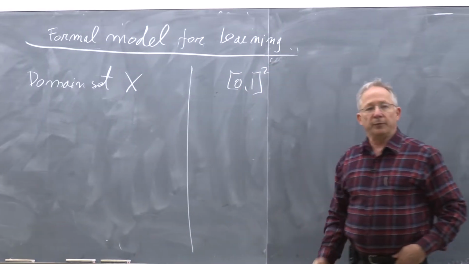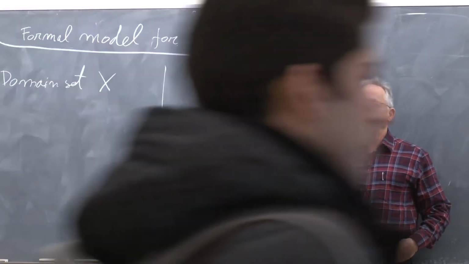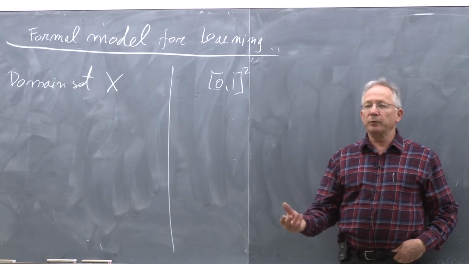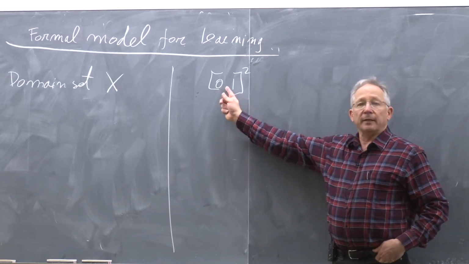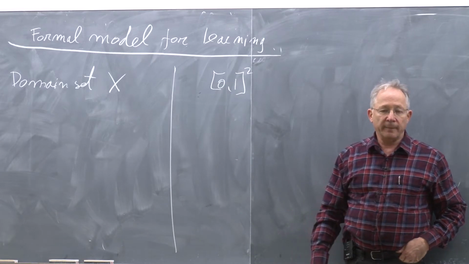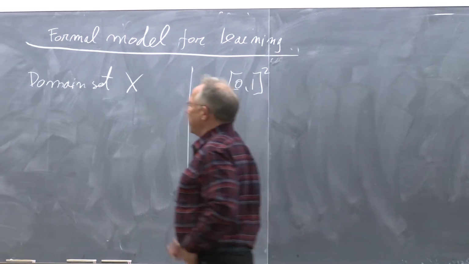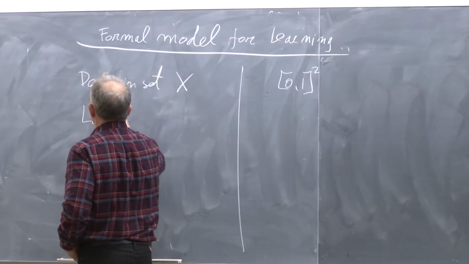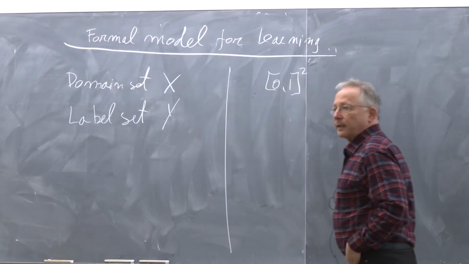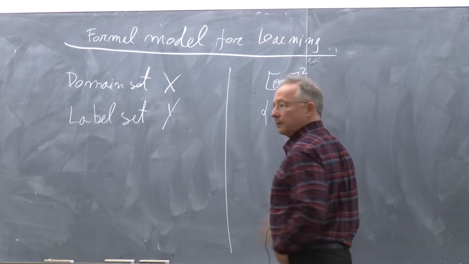Note that if we formally want to learn about the papayas, we don't take papayas as our input, but we take the features of the papaya as the input. So my domain set is not fruit, but my domain set are pairs of values, the color and the softness of the fruit. Okay? So we have our domain set. Then we have the label set Y, which in the case of the papayas is just going to be tasty, not tasty.